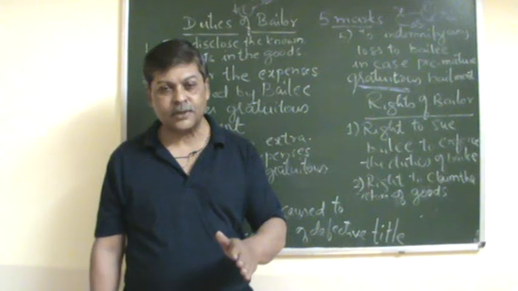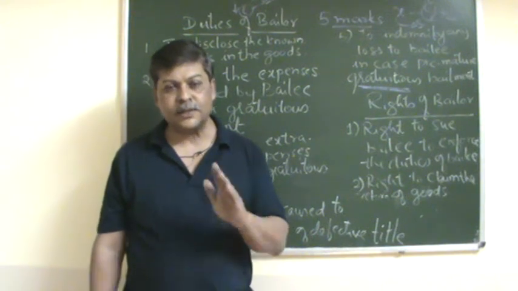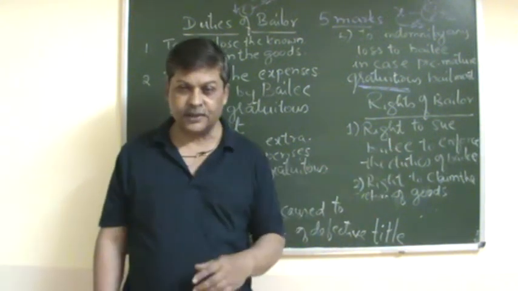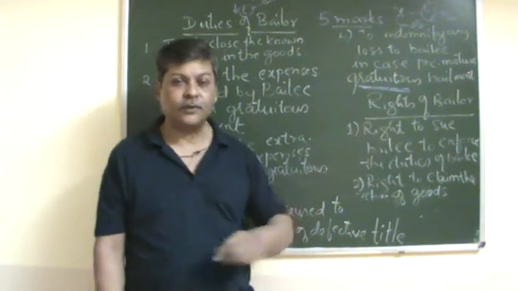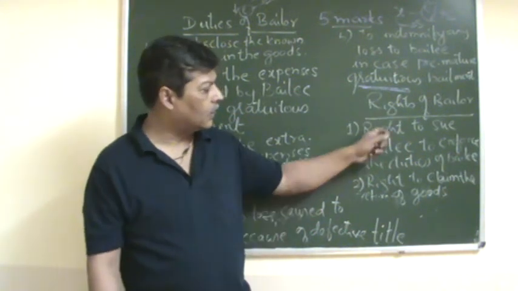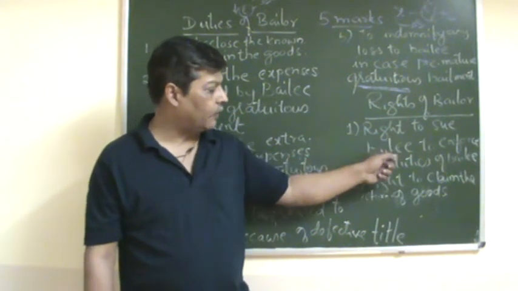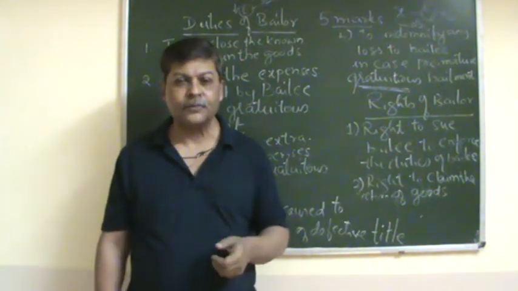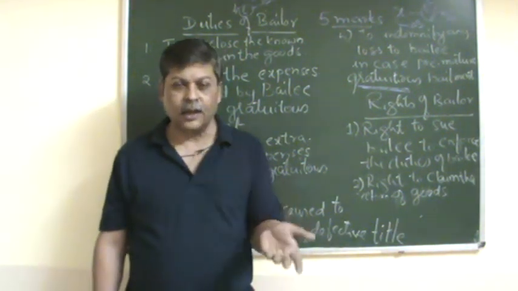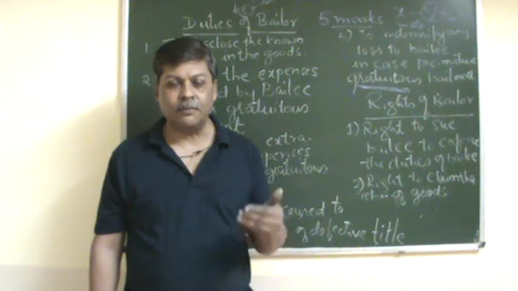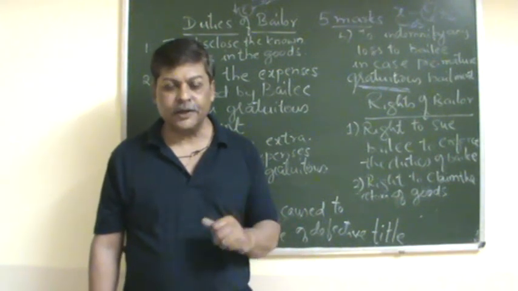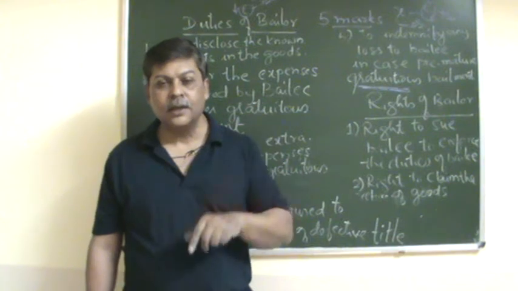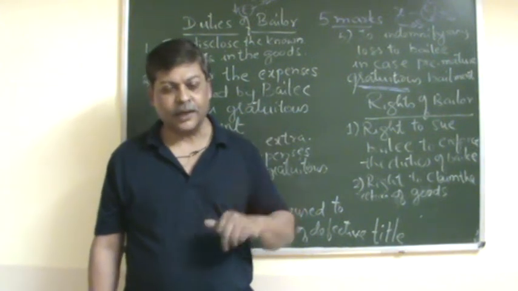So in that circumstance, the bailor is entitled to certain rights. So what are those rights? The rights of the bailor. The first is the right to sue the bailee to enforce the duties of the bailee. Suppose there is negligence from the bailee in preserving the goods and a loss occurs. So he can bring a suit against the bailee for recovery.